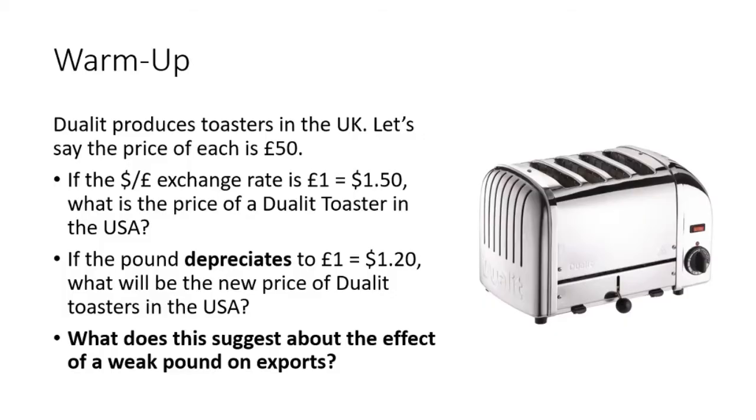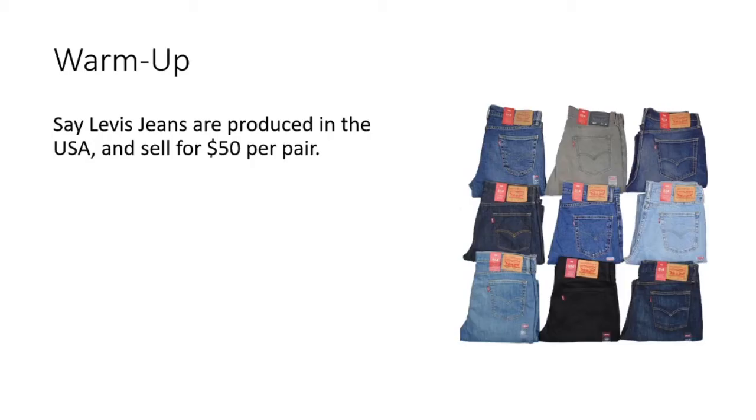What does this suggest about the effect of a weak pound on exports? Well, we kept the price of our product the same in pounds. The pound got weaker compared to the dollar, bought fewer dollars, and as a result, the price in America came down. Because of this lower price, you might think that we're going to be able to sell more of those toasters in America now.